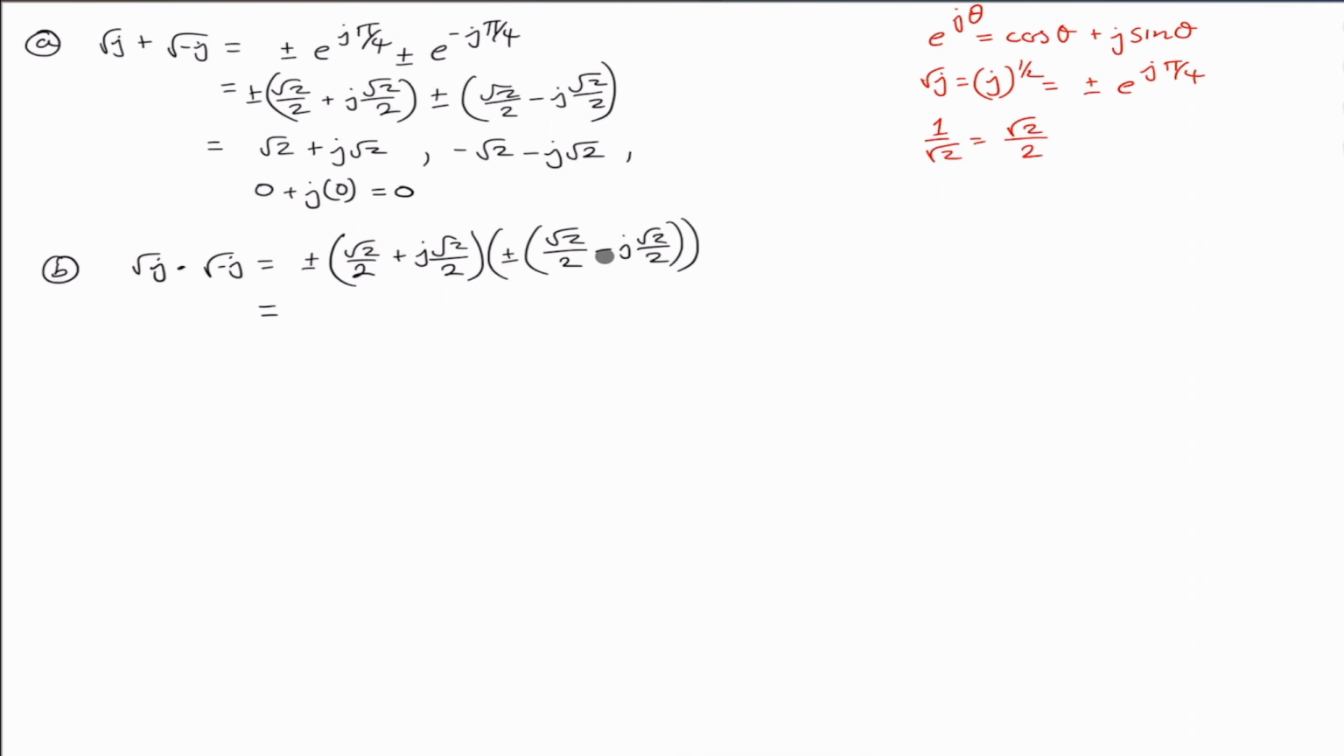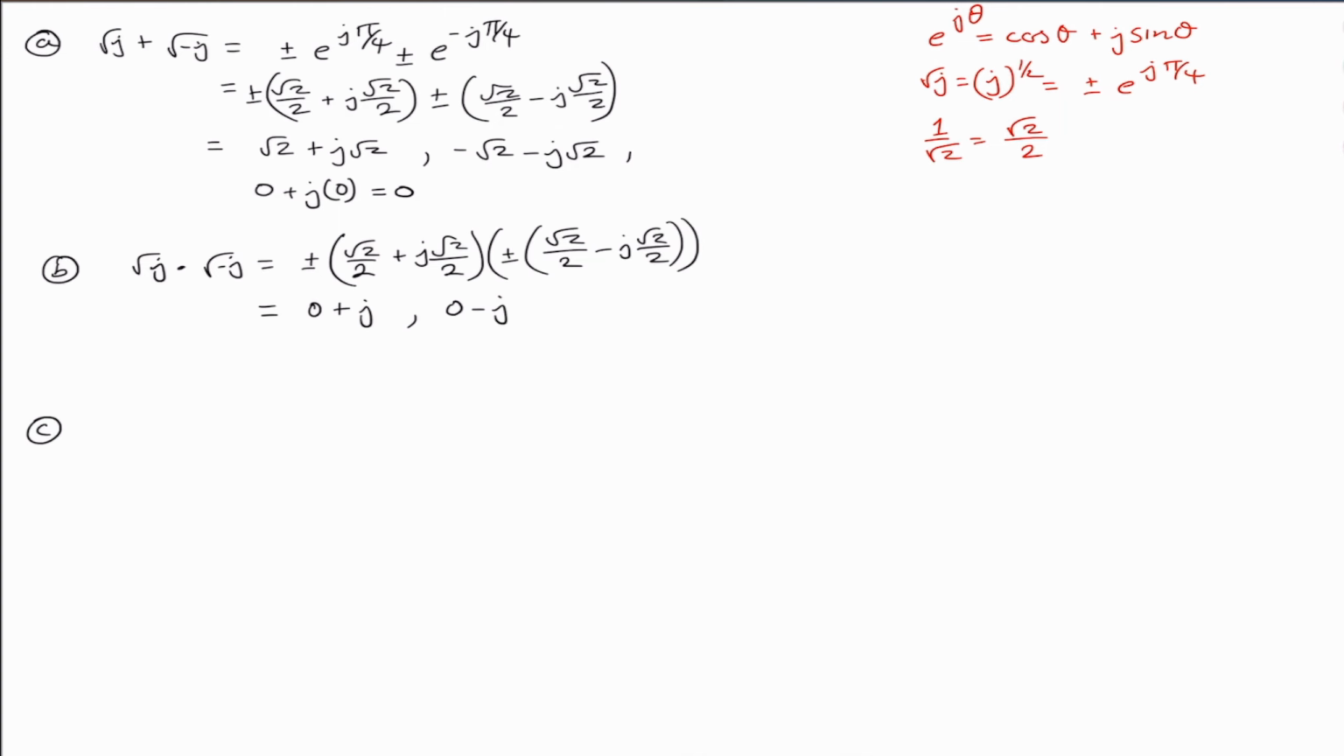And then after you distribute and combine like terms, you then simplify, and you'll end up with two solutions, which is a real part of 0, an imaginary part of j, and another one would be 0, an imaginary part of minus j. And that would be the solution for B.